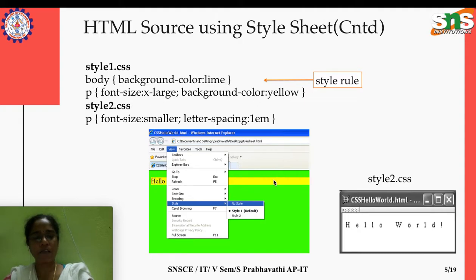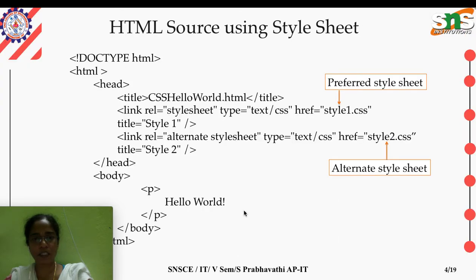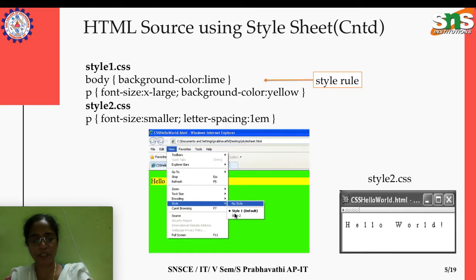And we could change this style. How to change this style in IE: in the View menu, go to Style. We have defined two styles. The default is style1. This is the title, it gets displayed. In the previous link element we gave the titles style1 and style2, so that gets displayed here. By default this is the preferred style, and if we click style2, this is the output we will get.